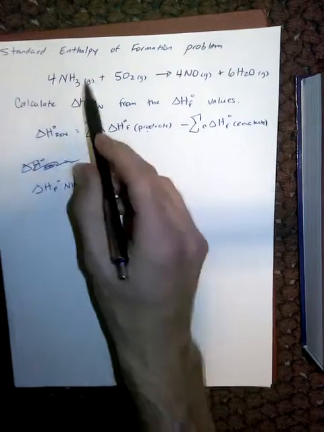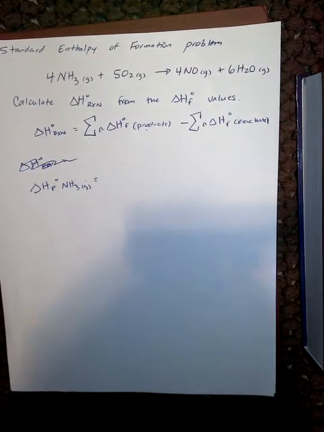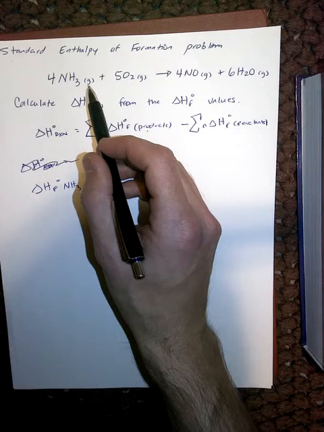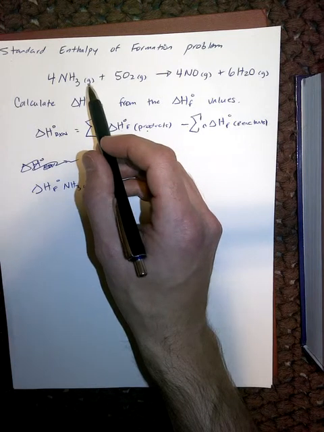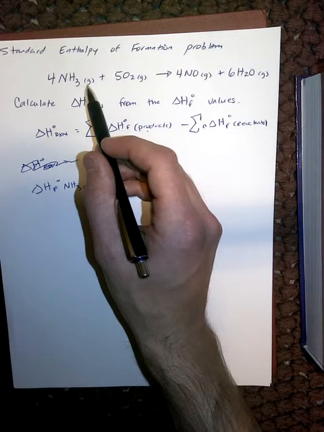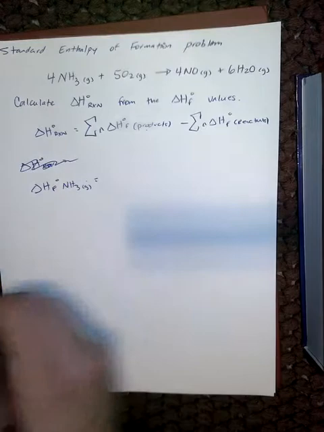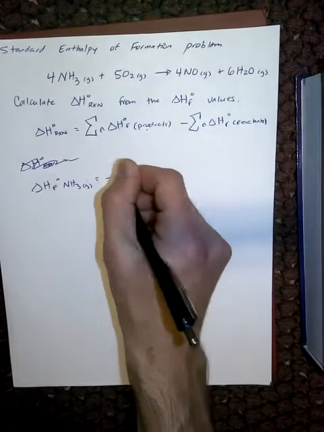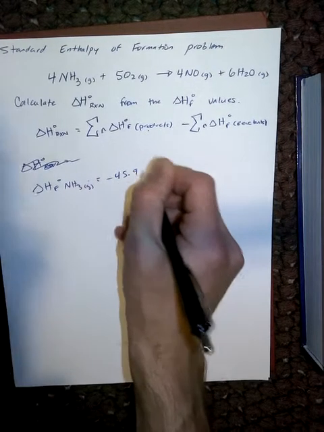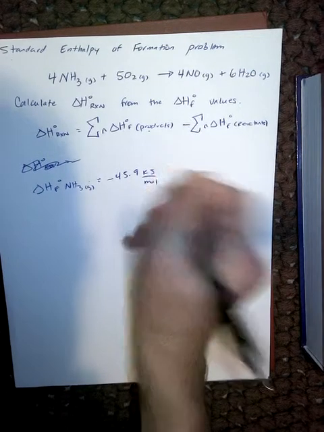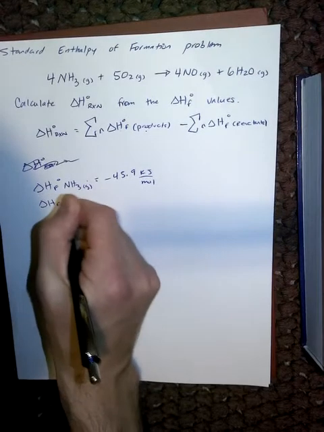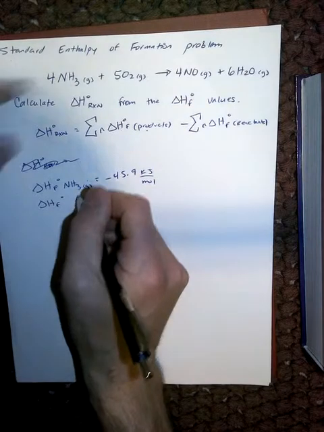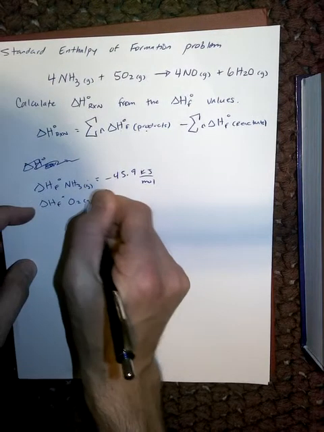Make sure you pay attention to states, guys. That's a part I often forget about. States matter. Sometimes the delta H of formation for a different state is going to be a different value when you look it up in that appendix. So I'm going to look this one up and see that the delta H formation for NH3 gas is negative 45.9 kilojoules per mole.